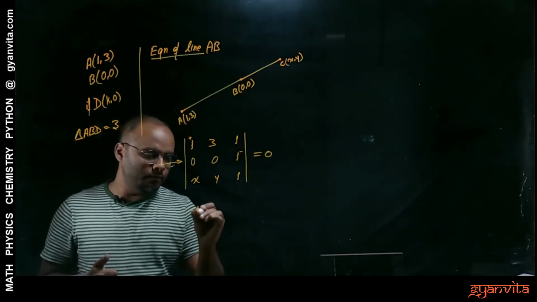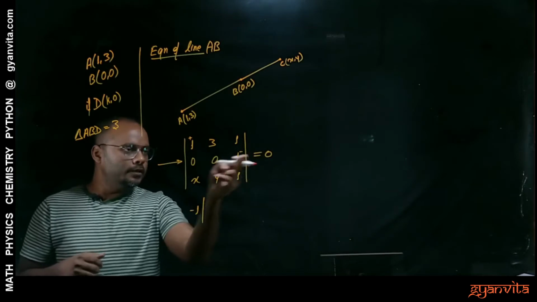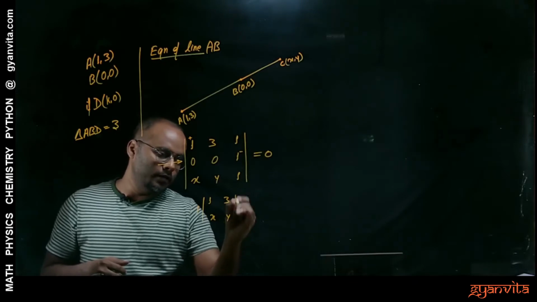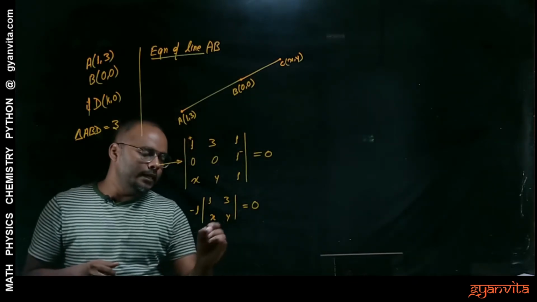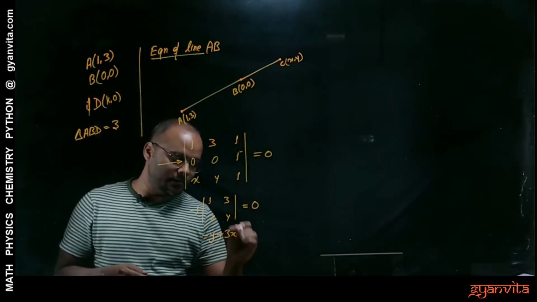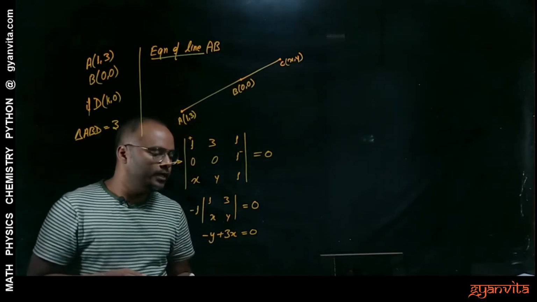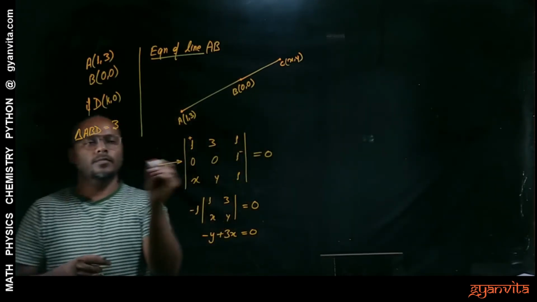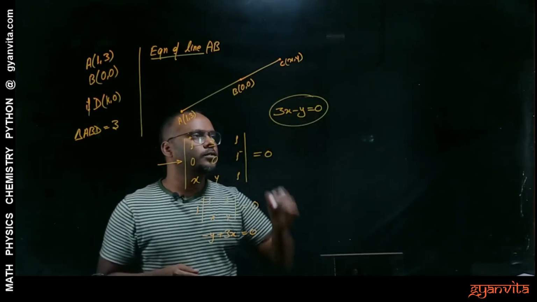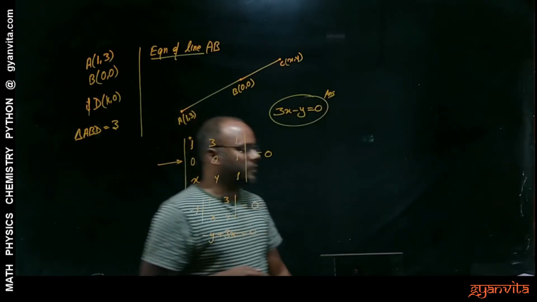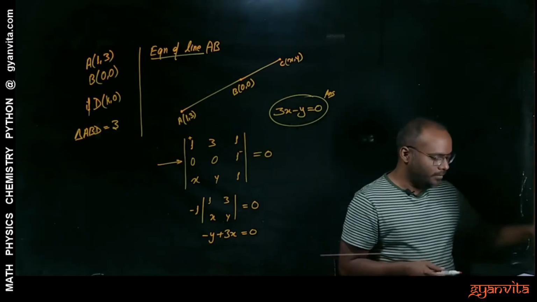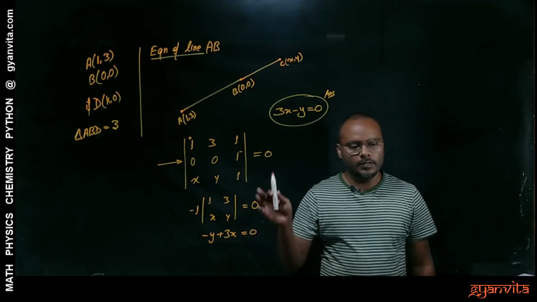So you have minus 1 into, now you leave this row and this column, so what is left? 1, 3 and x comma y, that is equal to 0. That means minus y minus of minus 3x, that is plus 3x, is equal to 0. So what is the equation? The equation is 3x minus y equals 0. This is the answer for the first part. That is 3x minus y equals 0, or 3x equals y, or y equals 3x. That was the first part.